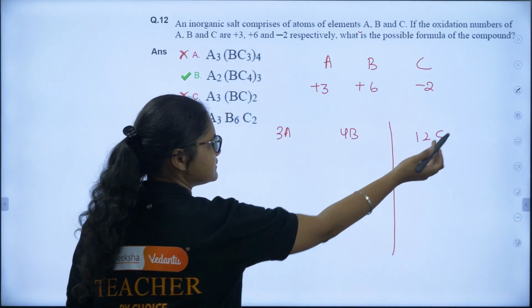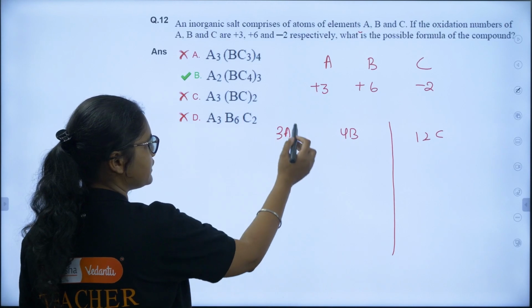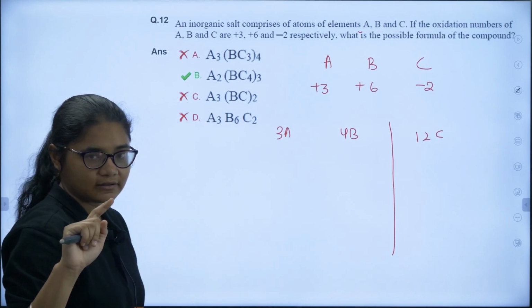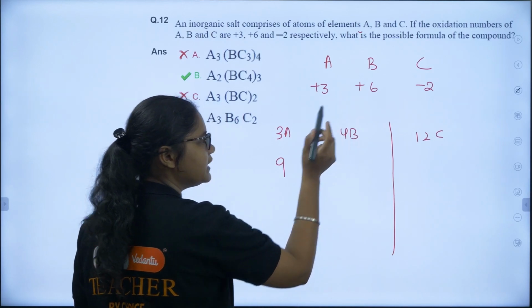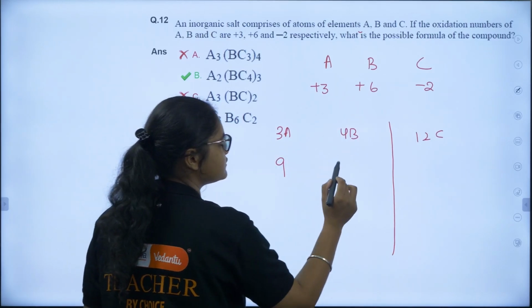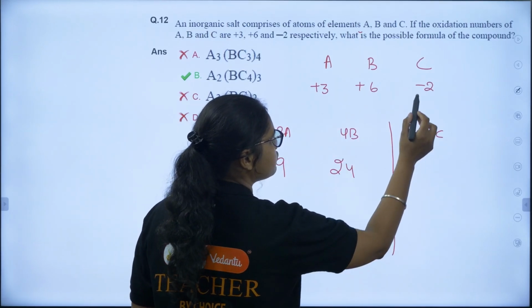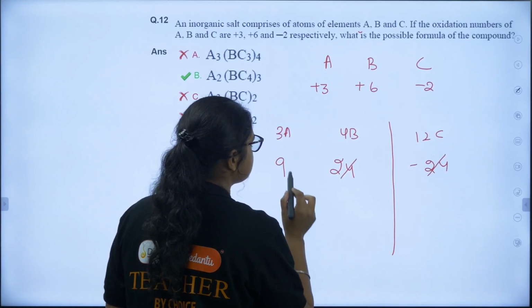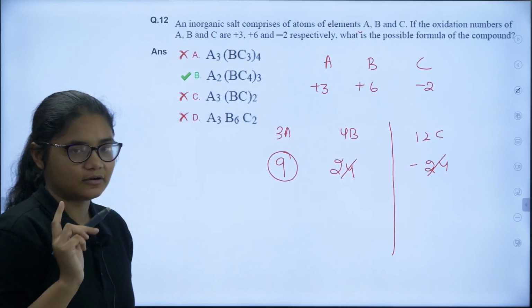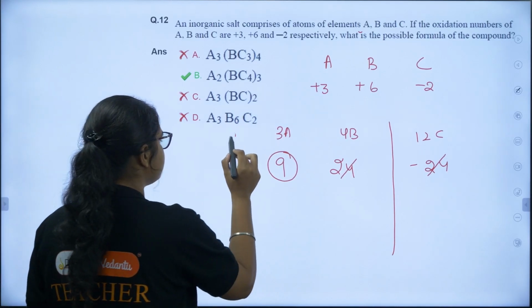So these are cations, these are anions. So if you check the total charge of this one, each A is +3, 3 into +3 is 9, then each B is +6 and there are 4B, so 4 sixes are 24. And here if you see 12 into -2 is -24. So you can see +24 and -24 will cancel, but this 9 remains not cancelled. Now this is for the first option.